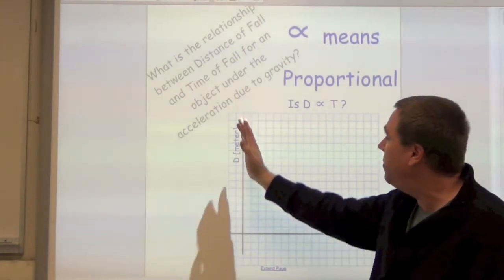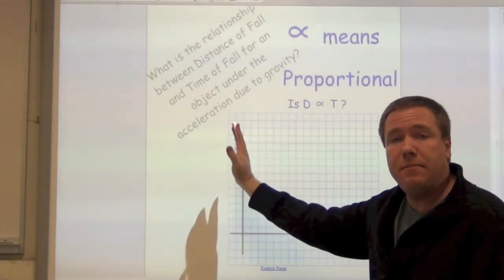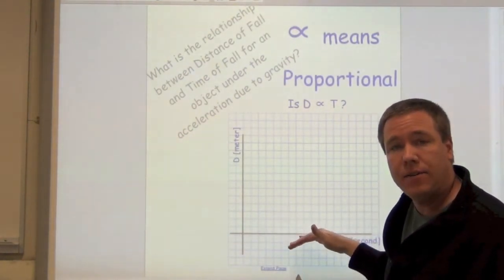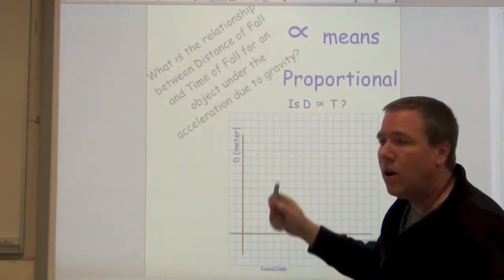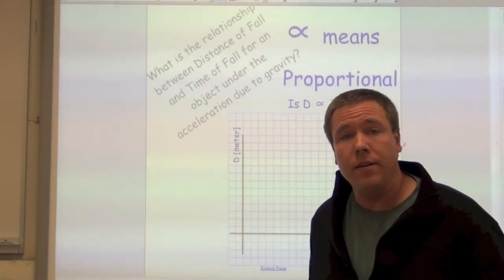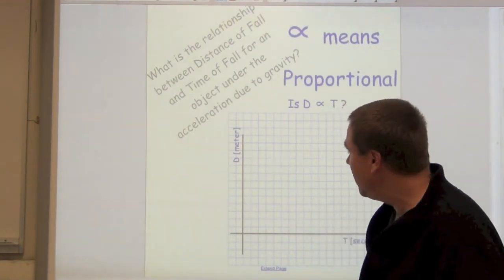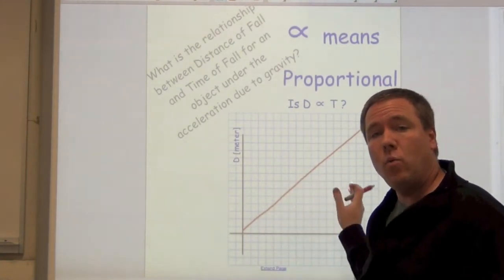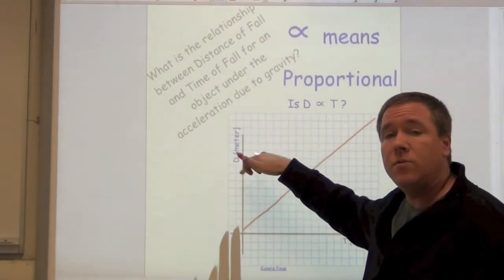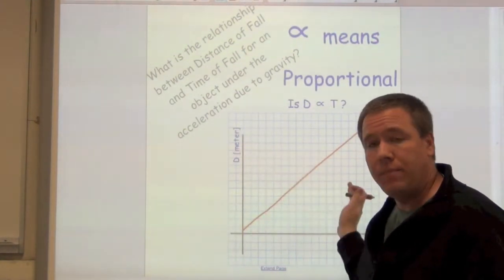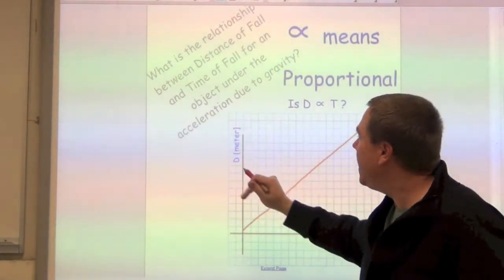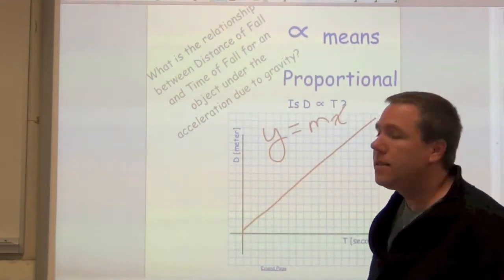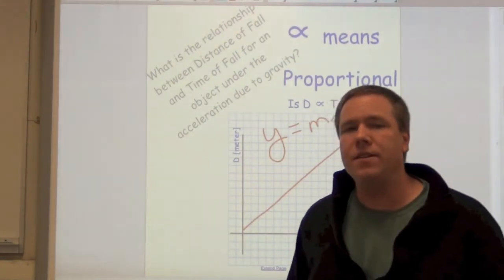If this were true, we would put D, distance or displacement, in meters on this axis, the vertical axis. And on the horizontal axis, we'd put T, or time. If these are directly proportional to one another for an object under the influence of gravity, we should get a straight line. If you double one of the measurements, time, the distance will also double. If you triple one, the other should also triple. It's of the form y equals m times x, the standard equation of a line.